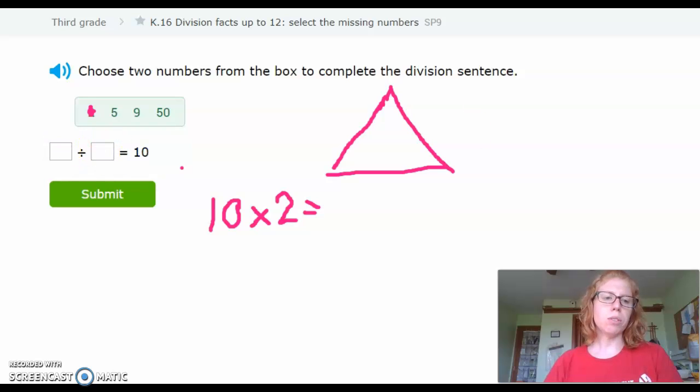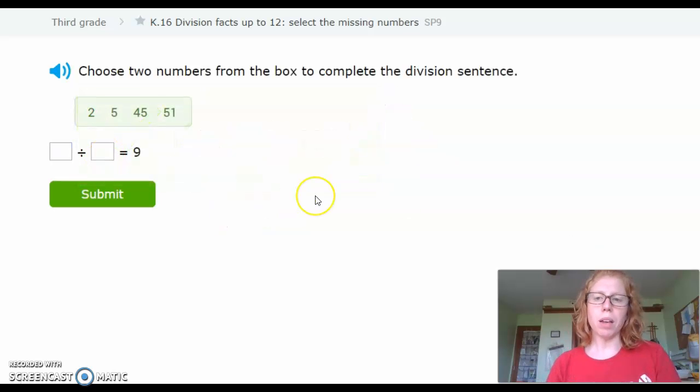50 divided by 5 is 10. Good job. So when you're solving these problems, I encourage you to take the quotient, the answer, and multiply it by the smaller numbers in the box. Start with the smaller numbers first and see if your answer is one of the other numbers in the box.